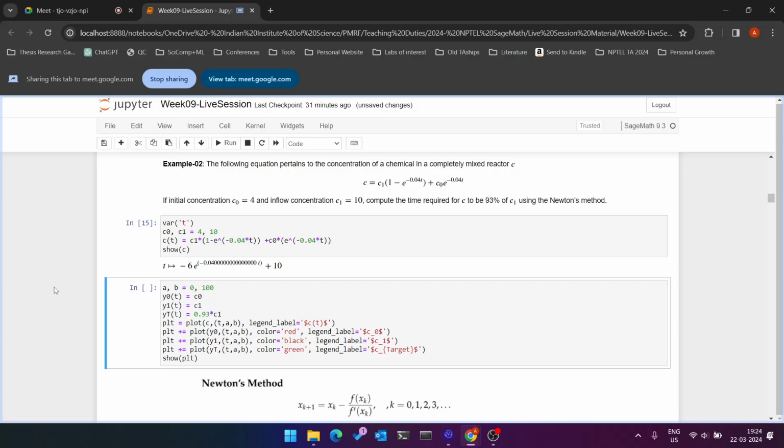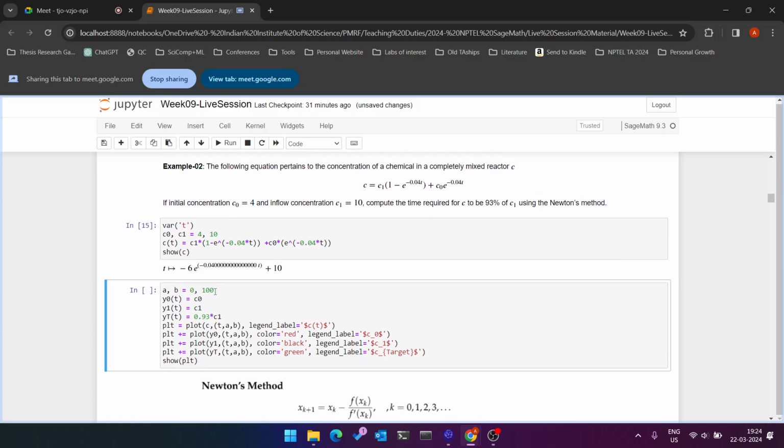Next, A and B are specified as 0 and 100, as in my limits of time, so to speak. My y0 of t is C0, my y1 of t is C1, and my yt of t is 0.93 times C1. So these basically create my bounds to the concentration, and they will be plotted along with my concentration function C of t for the range t going between A and B.